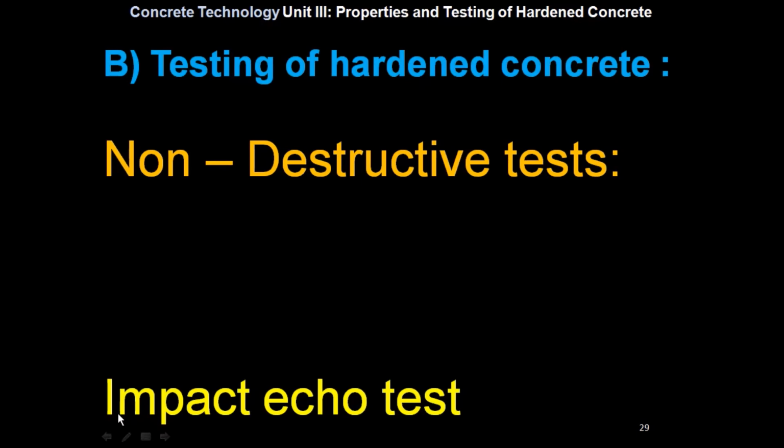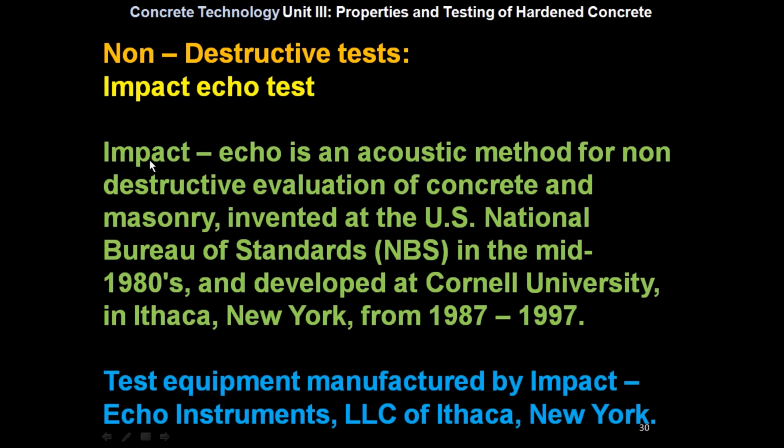Now we will see the impact echo test, one of the non-destructive tests. The impact echo is an acoustic method for non-destructive evaluation of concrete and masonry, invented at the United States National Bureau of Standards (NBS) in the mid-1980s and developed at Cornell University in Ithaca, New York from 1987 to 1997. The test equipment is manufactured by Impact Echo Instruments LLC of Ithaca, New York.